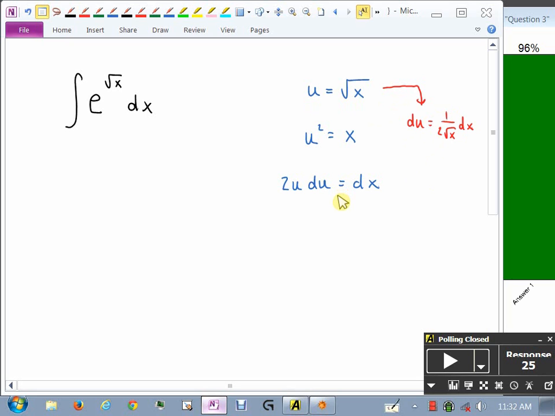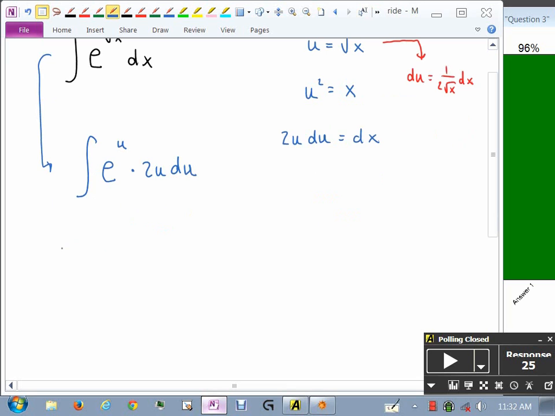So what I'm going to do is replace my square root of x with what? U, and I'm going to replace dx with what? 2u du. And let's see what we get. With this substitution, we get e to the u times 2u du, right? And let me pull the 2 out. Let me put the u in front of the e to the u.